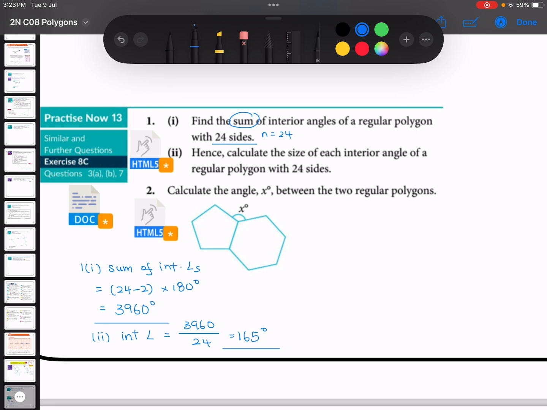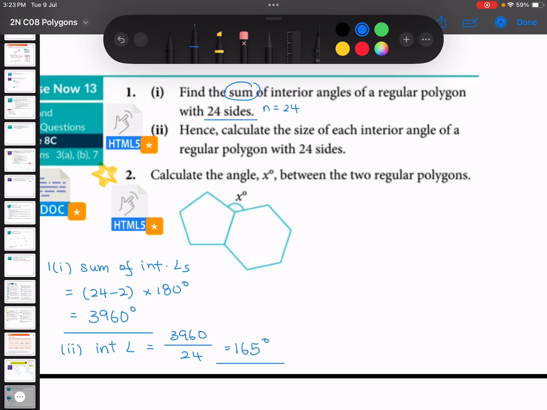Let's take a look at number 2. Oh, this one is a favorite. Star it, please. They always set this for the exams. So let's take a look at this. Now, I need you to find x. What you can do is find this one, let me call it A. I can find this one, let me call it B. And then I take 360 minus.